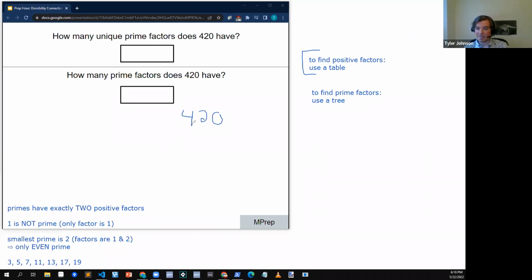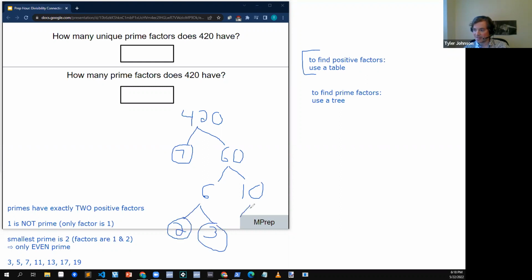Same thing here. We're going to build a tree off of 420. So first factors that come to mind are 7 and 60. 7 is a prime, so I'm going to circle that. Breaking up 60, I think I'd go with 6 and 10. And I can break each of those down further. So 6 into a 2 and a 3. Both of those are prime. And 10 into a 2 and a 5.